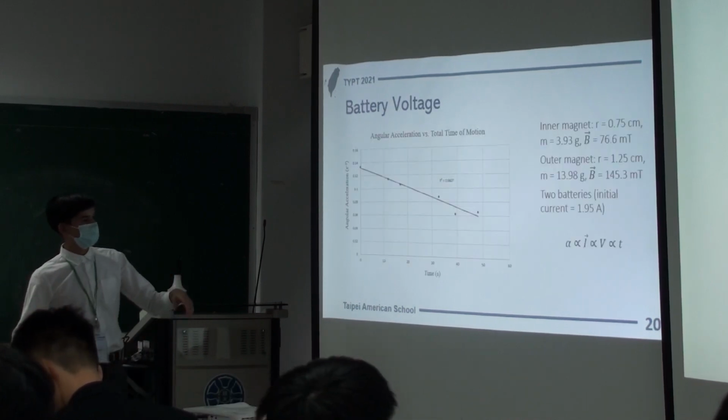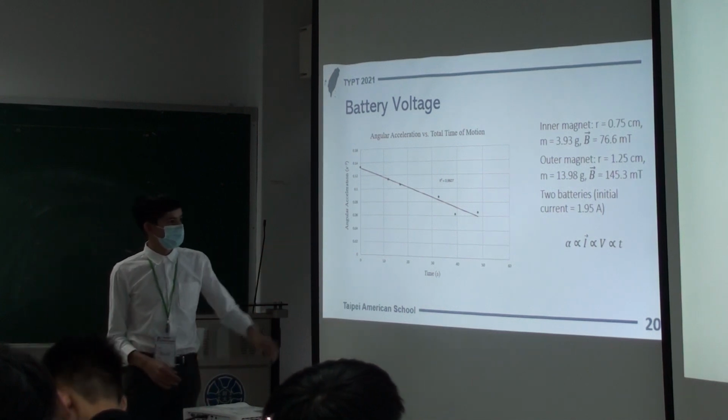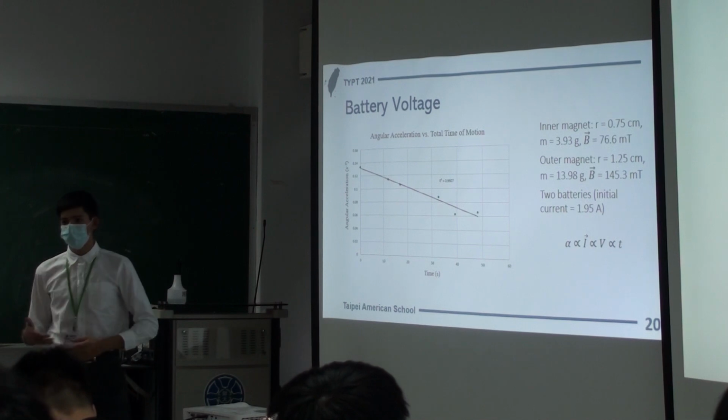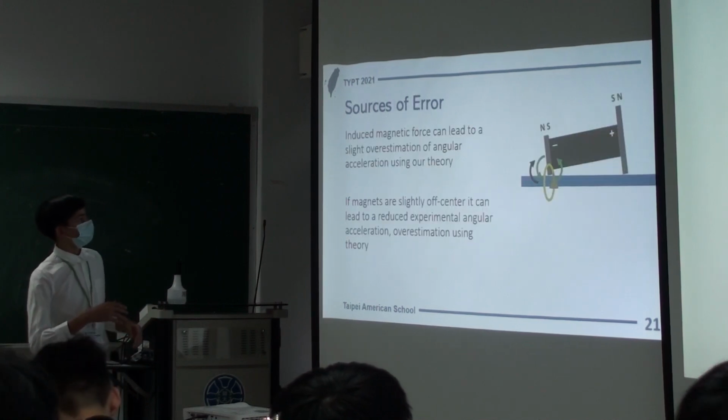And wait, can you go back real quick? We found that because all of these can be seen to be proportional, the angular acceleration and the voltage and current, because the resistance stays constant.